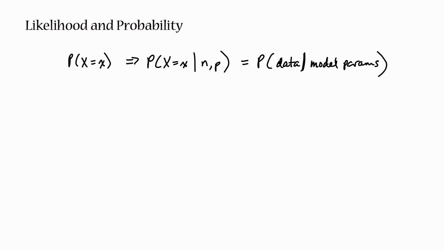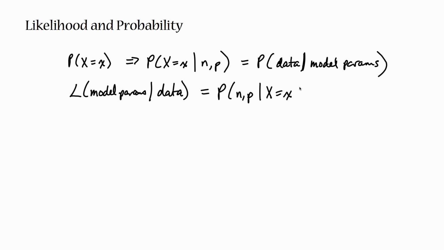So we can approach this the other way and do the inverse of this, the likelihood, then, the likelihood function, the likelihood of my model parameters given the data is the same as what's the probability of my model parameters given x is equal to small x.